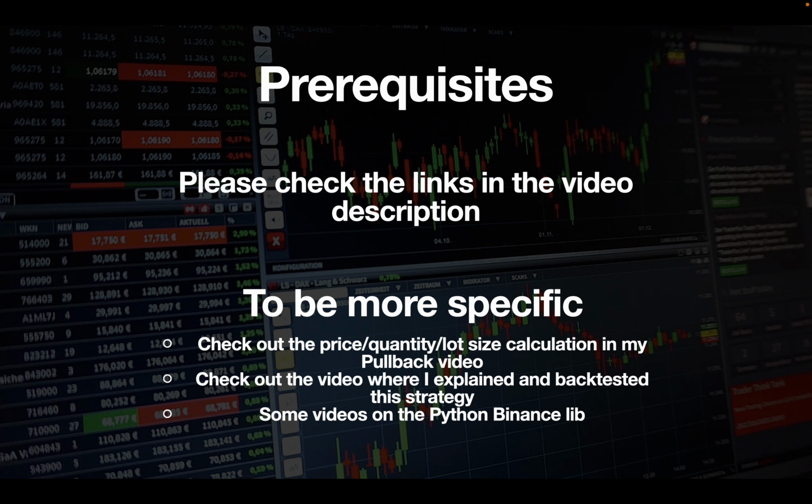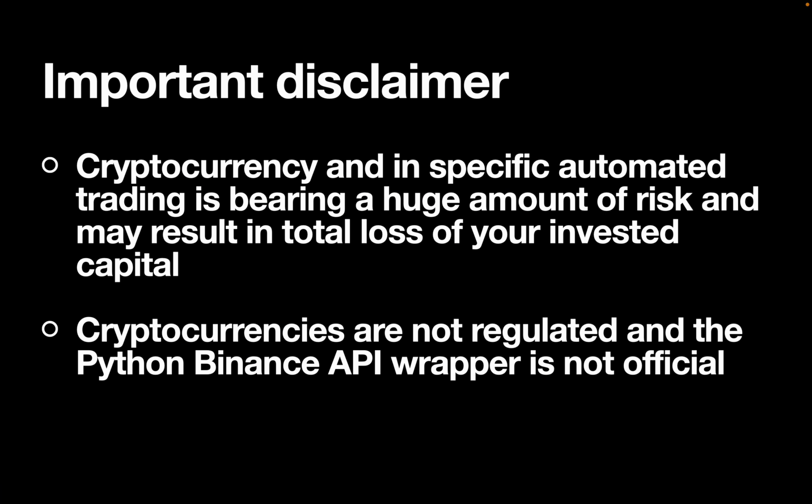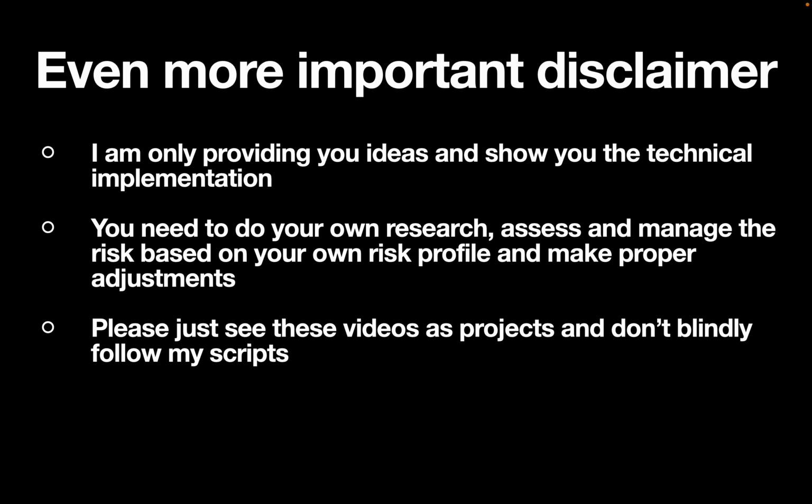Important disclaimer: cryptocurrency and in specific automated trading is bearing a huge amount of risk and may result in a total loss of your invested capital. Cryptocurrencies are not regulated and the Python Binance API wrapper is not official. Even more important disclaimer: I'm only providing you ideas and show you the technical implementation. You need to do your own research, assess and manage the risk based on your own risk profile and make proper adjustments. Please just see these videos as projects and don't blindly follow my scripts.